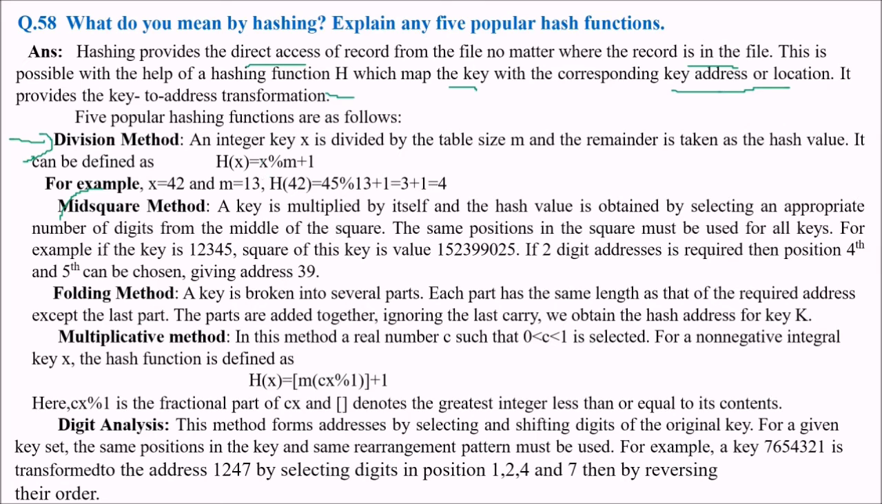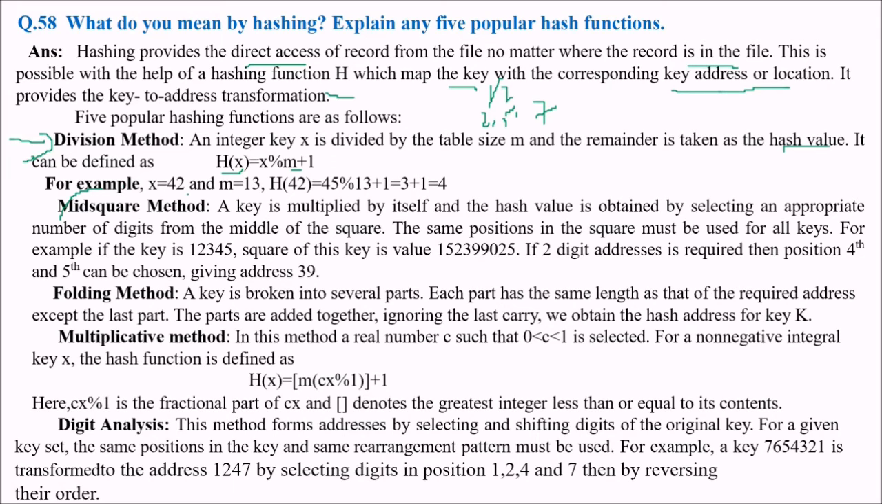How can it be defined? The hashing function can be defined as x divided by the table size. Say table size is 7. So whatever value will come, say 1, 2, 5, 6, all this will be divided by 7, and the remainder is the hash value.